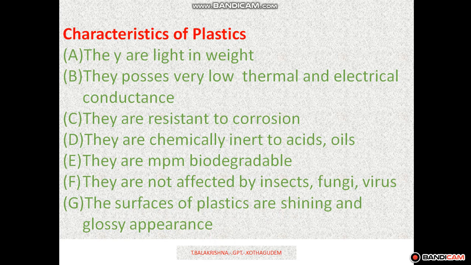Next, cutting and drilling of plastics are very easy compared to wood and metal. If you want to drill and cut plastic, it is easier than wood and metal. Next, plastics have good shock absorption capacity compared to wood and metal. Next, plastics have good dimensional stability compared to wood and metal. So these are the characteristics and advantages of plastic. Among these characteristics, some are called advantages and some are called disadvantages.